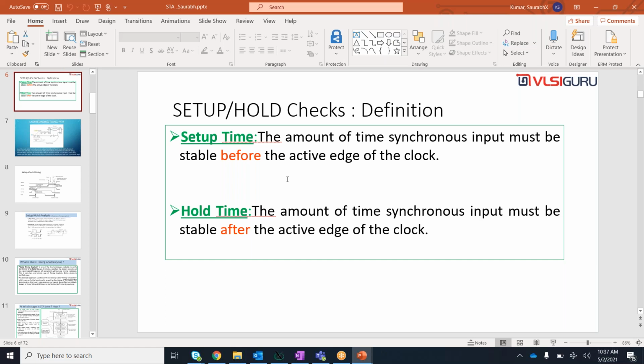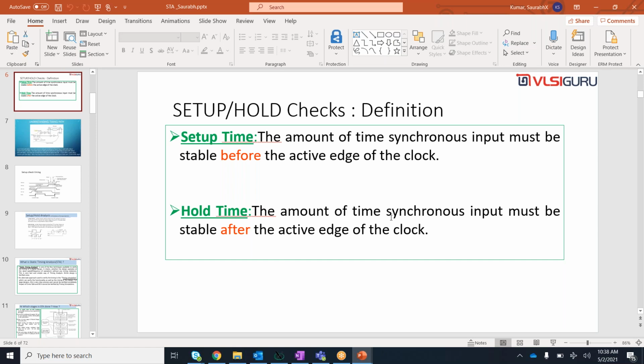In the same way for your data, you are assuring that before the clock arrives, everything should be in sync. All my inputs should arrive and be settled before this time. That is the intention, called boarding time, and here it is the setup time. So that 45 minutes of boarding time is the setup time here. The amount of time the synchronous input must be stable before the active edge of the clock is called setup time.